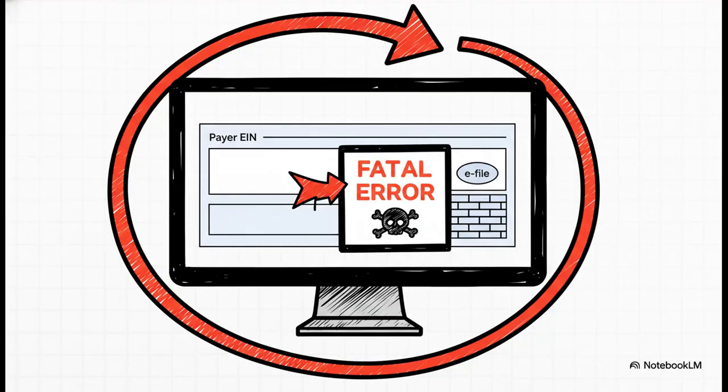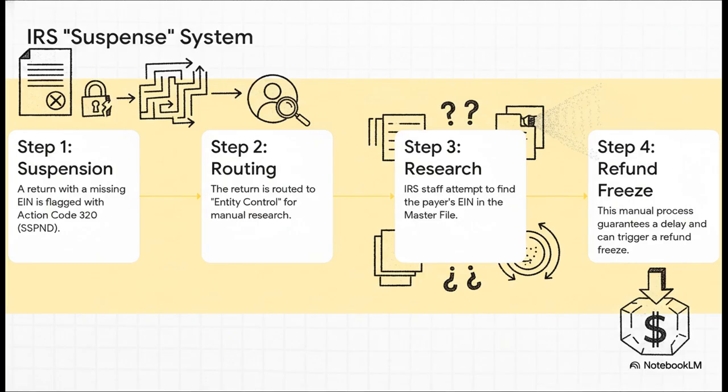For anyone using professional tax software, the first thing you hit is a brick wall. The software is built to the IRS's e-filing specs, the MeF schemas, and those rules demand a 9-digit EIN for any 1099 entry. If you leave it blank, you get a fatal error and you are completely blocked from e-filing. So you think, fine, I'll just paper file.